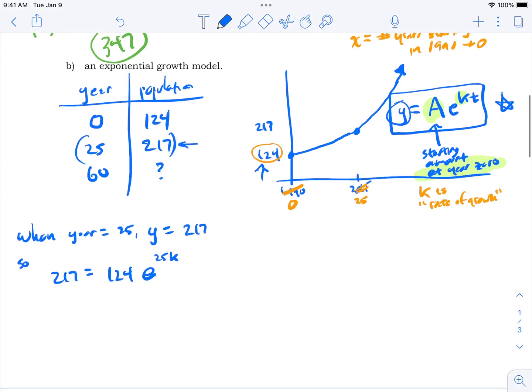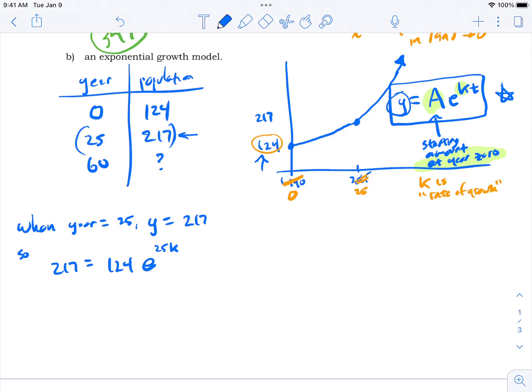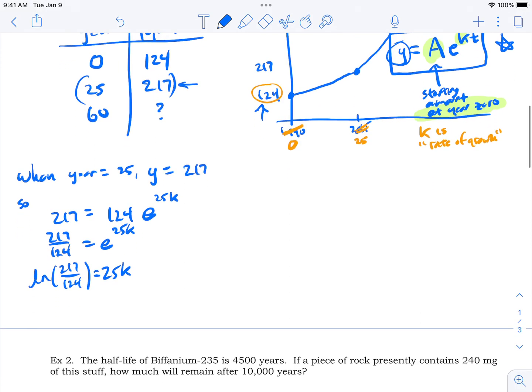We can solve that equation for k. First, divide both sides by the 124. Then, take the natural log of both sides. That cancels the e over here. Then, divide both sides by 25. So, k is equal to the natural log of this 217 over this 124, divided by the 25. That'll be your k, and let's see what we get.